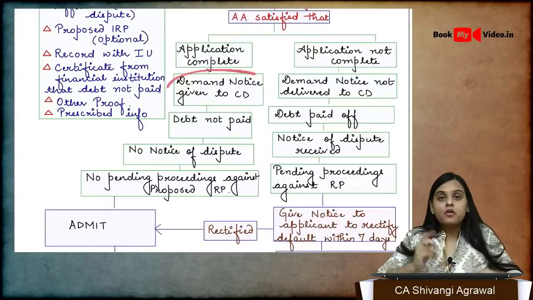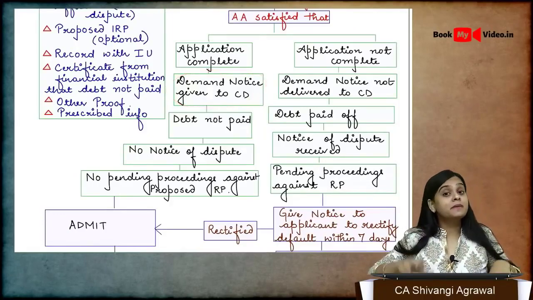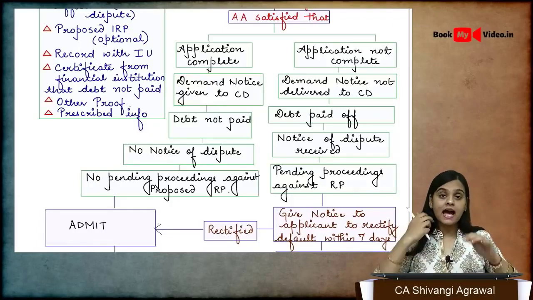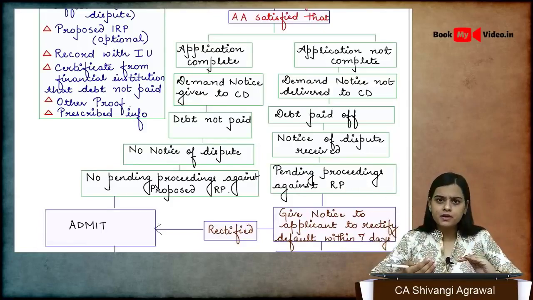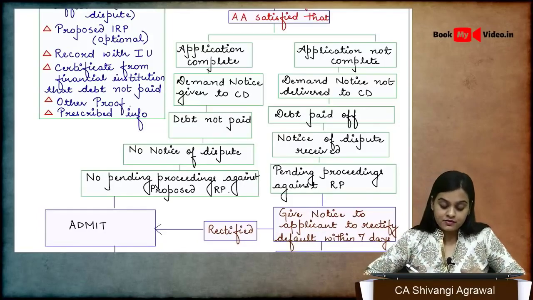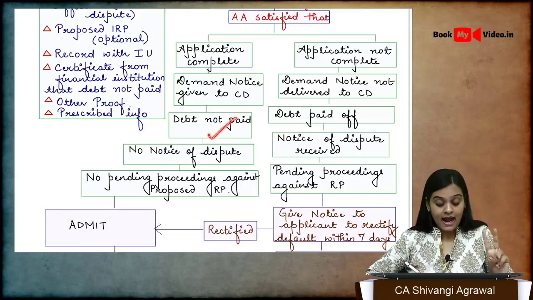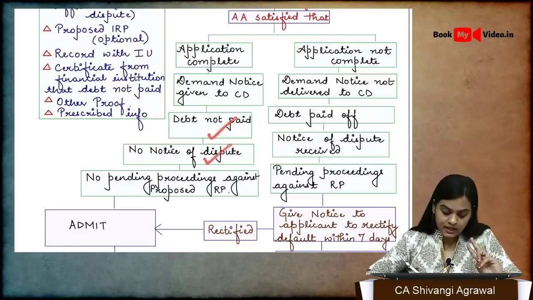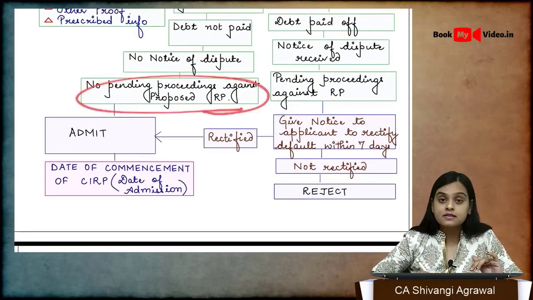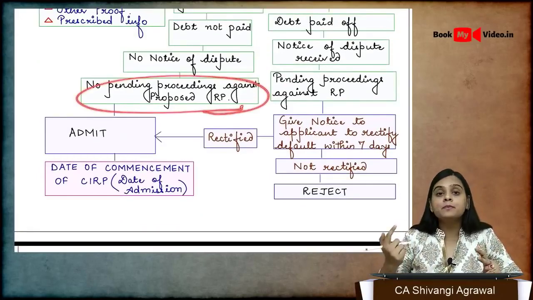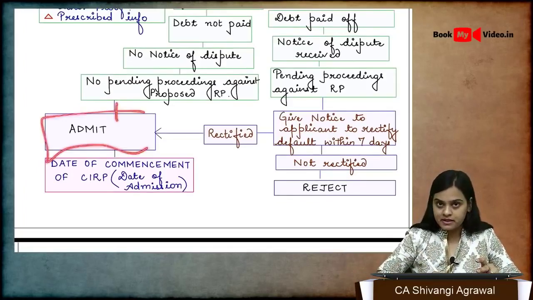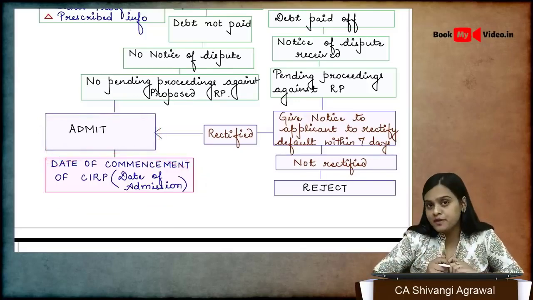So if the adjudicating authority is satisfied that yes, the demand notice has been given to the corporate debtor, because that is a prerequisite given under section 8, so it has to be given first. And what will be the effect of the demand notice? That either the debt will be paid or the dispute will be given, or none of that happens, right? So if the debt is not paid, then only you can make an application, and there should be no dispute notice. So if the AA, that is NCLT, is satisfied of that, and of course, if any proposed IRP is there, there should be no pending proceedings against him, only then the application will be admitted. And the date of admission of the application is the date of commencement of CIRP.